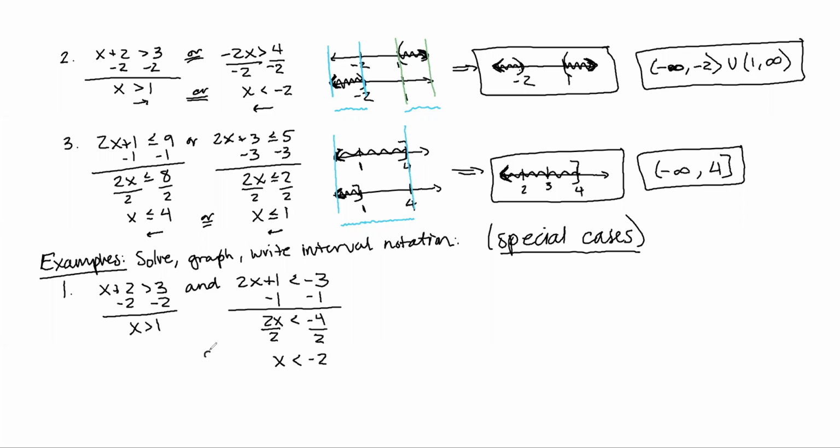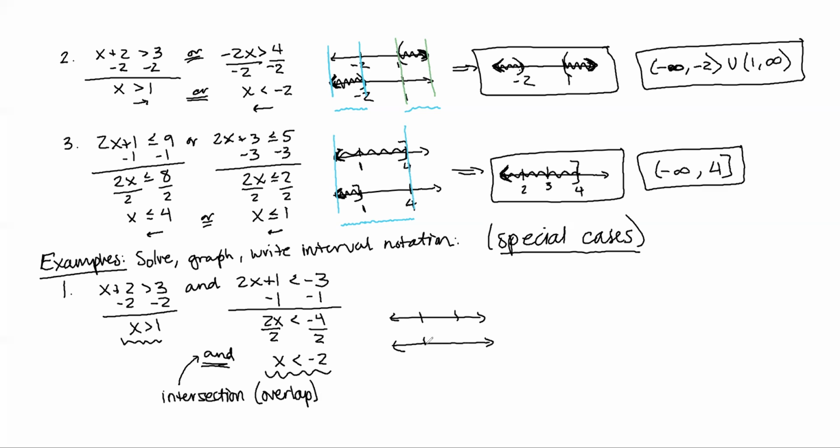Now, we were looking at an and case. And so before you graph, I want you to think, what are we looking for on the graph? Are we looking for everything that's shaded or just the intersection? We're looking for the intersection because it's an and. It has to satisfy both. And remember, that's the overlap. So let's go ahead and graph both of these. So we have x is greater than 1 and x is less than -2. So let's put 1 and -2 on our number lines.